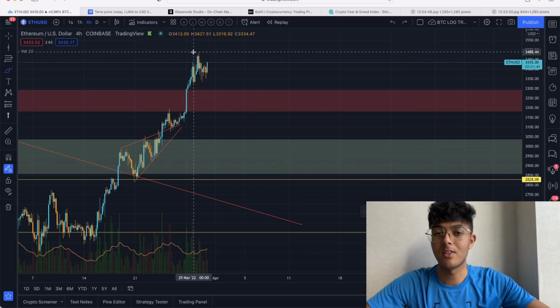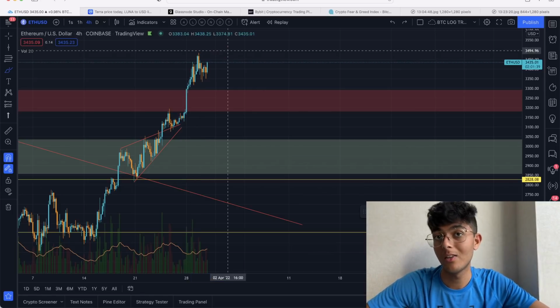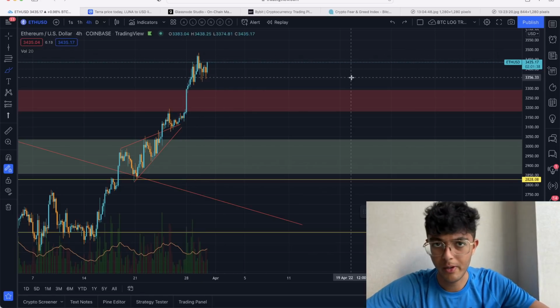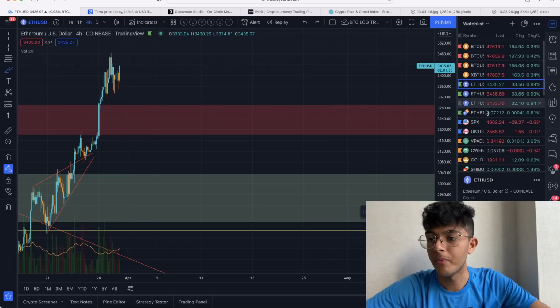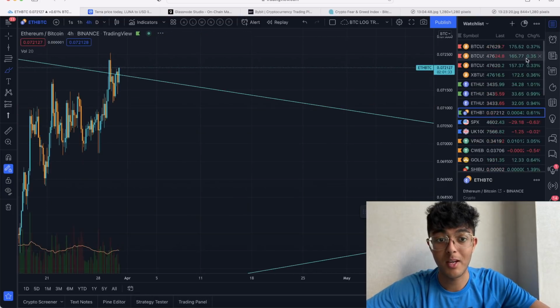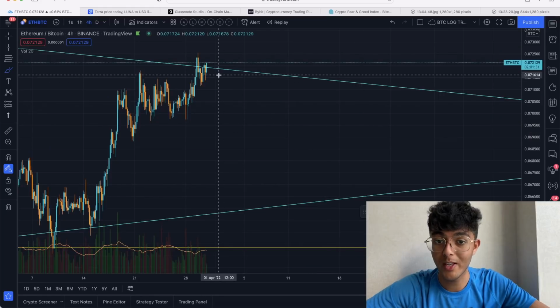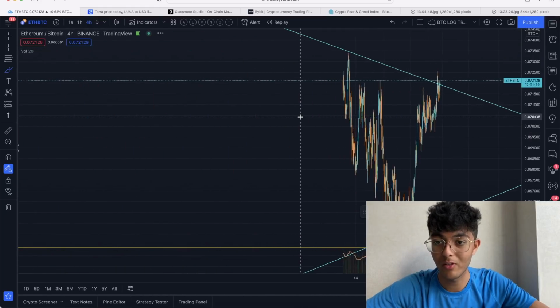One of those things is you rise above the prior swing high, because now you've cleared a psychological area of resistance. The Bitcoin chart for Ethereum is spectacular. We've now seen a breakout, our first breakout in a very, very long time.